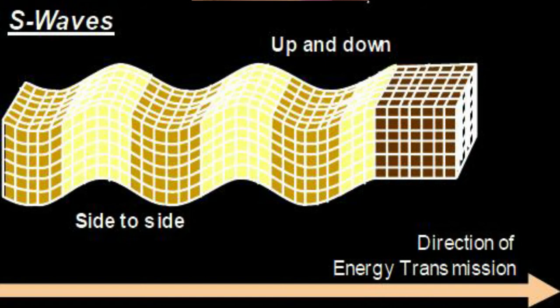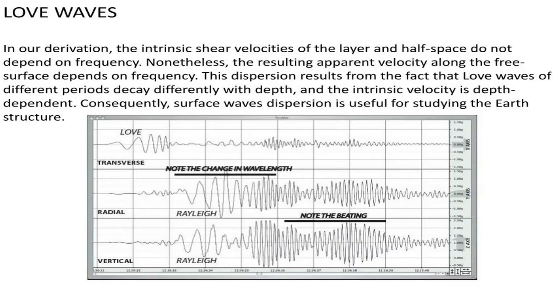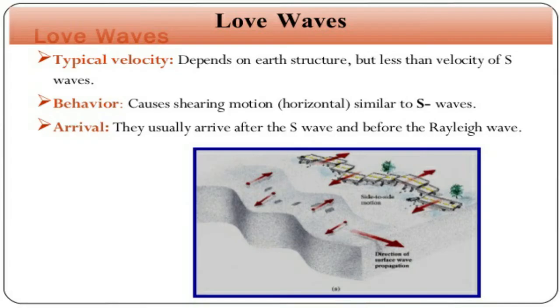The Love waves are dispersive. That is, the wave velocity is dependent on frequency, with low frequencies normally propagating at higher velocity. Depth of penetration of the Love waves is also dependent on frequency, with lower frequencies penetrating to greater depth. These waves produce entirely horizontal motion.